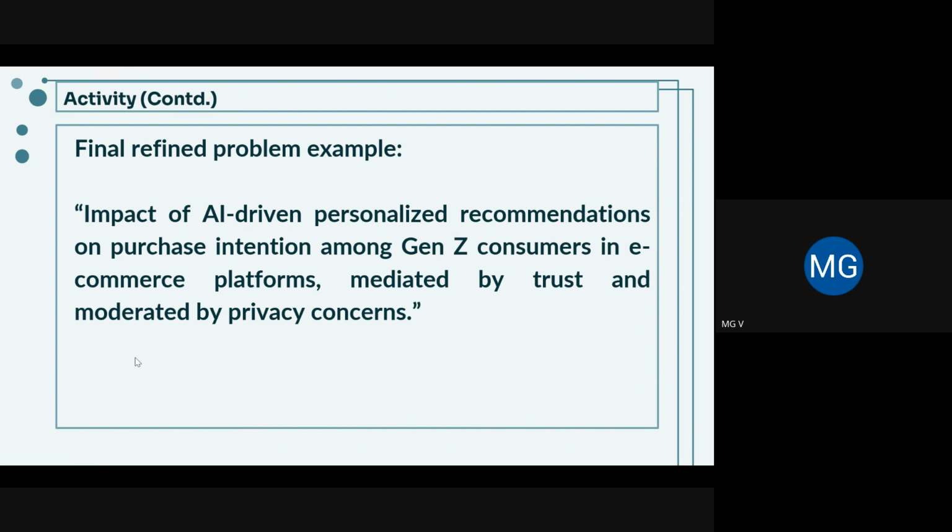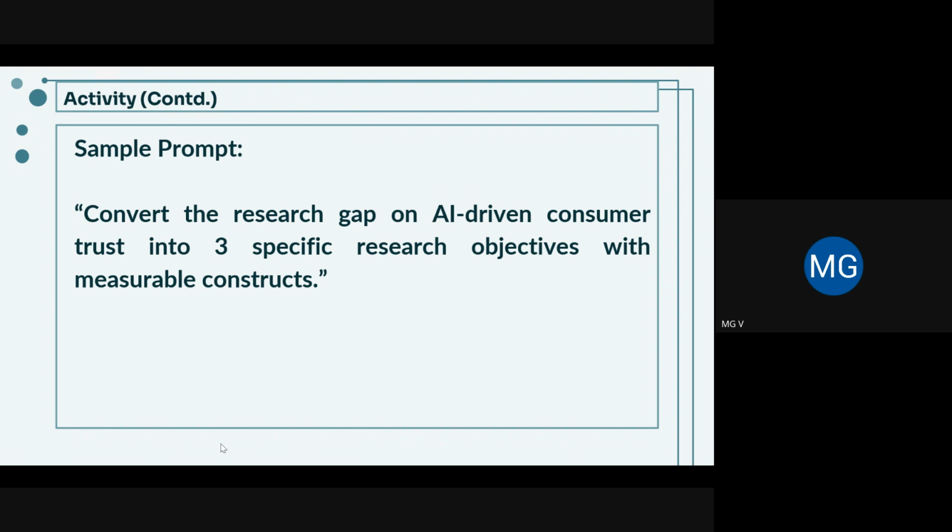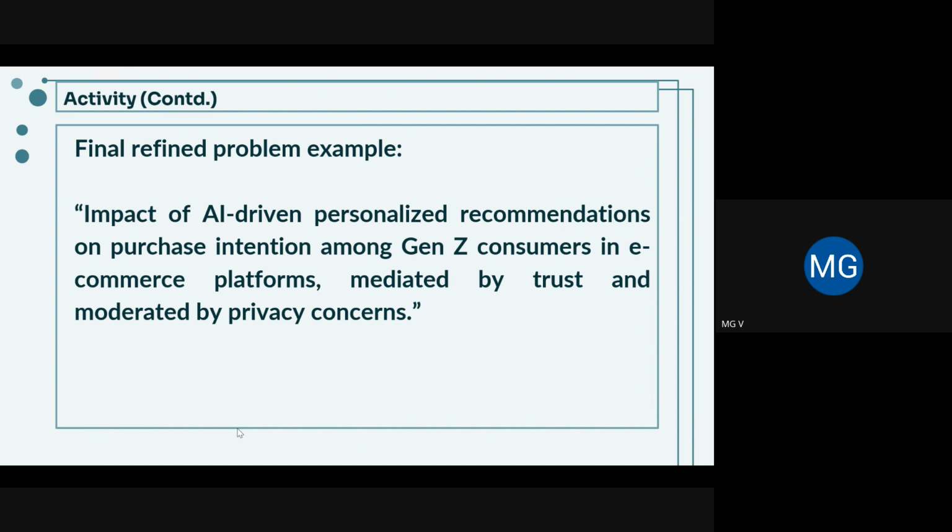Now, you see, when you use this refined prompt, sample prompt, then what can be the final refined problem? For example, the problem can be: impact of AI-driven personalized recommendations on purchase intention. Now you see your variables. Among Gen Z consumers, we have defined the category as we have defined the age group yesterday. In e-commerce platform, this is also the command we have given yesterday. Now, mediated by trust and moderated by privacy concerns.